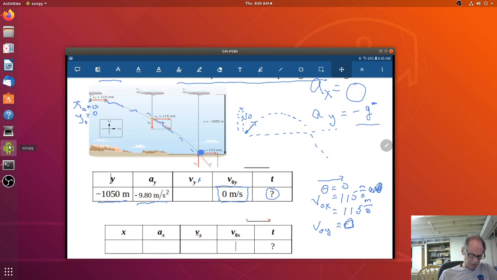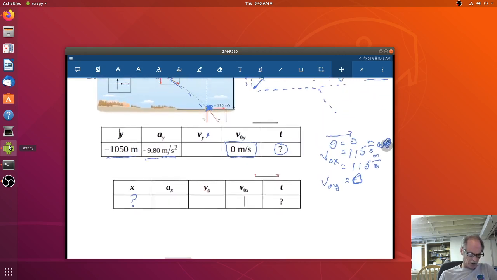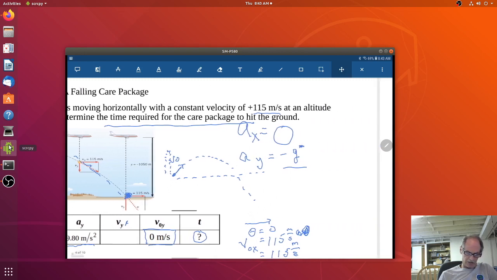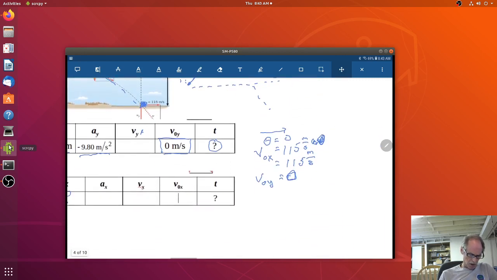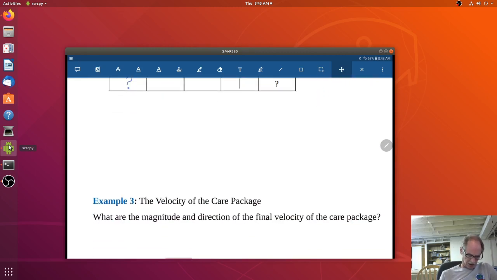In the x direction, we don't know what the x coordinate is when it hit the ground. I don't know if we're being asked that. No, we're not. But you probably would be. Like, what is the x position when this thing hits the ground? How far did it move in this direction from the time it was dropped? That would be an important thing to know if you wanted to catch this package, or if the person in the airplane wanted to know when to drop the package so that this person would catch it. They don't ask us here.